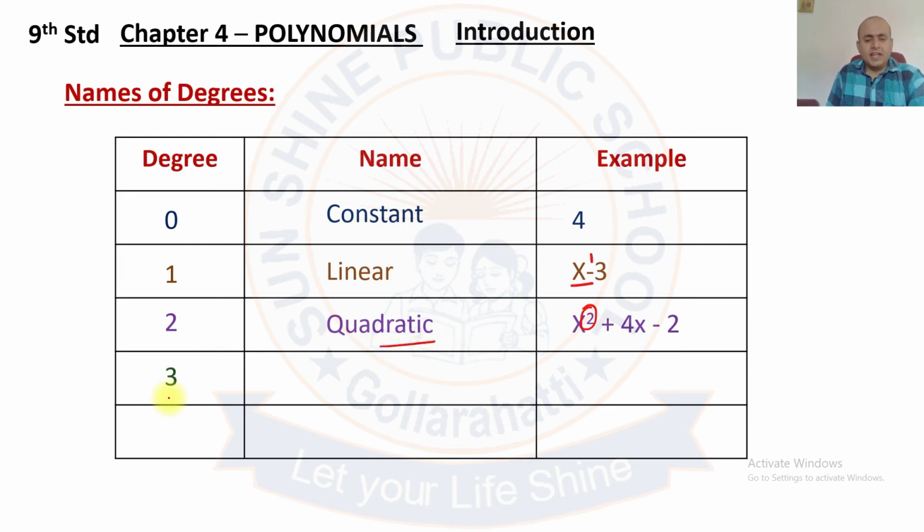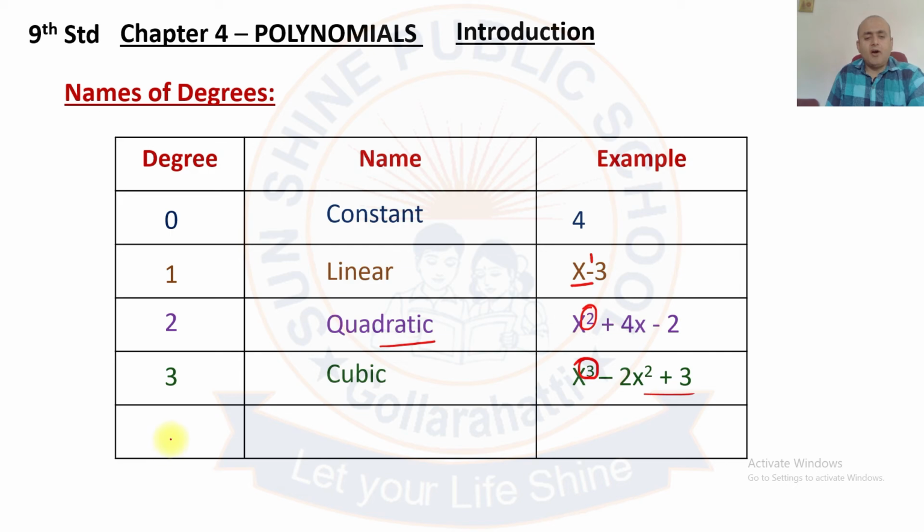If the degree is 3, we will call it a cubic polynomial. Example, x to the power 3 minus 2x square plus 3. Here the highest degree is 3. Therefore, we will call this equation a cubic polynomial.